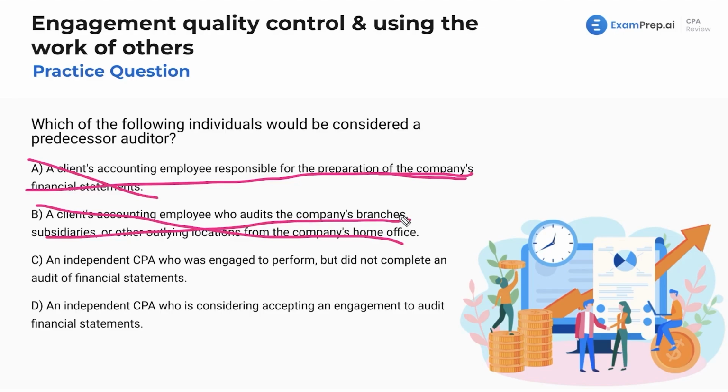Now, generally speaking, a predecessor auditor, in the most simple context, we audit this year, year 2. The predecessor auditor would have audited year 1. So in the most basic form, that's what we're looking at. But let's keep reading along.